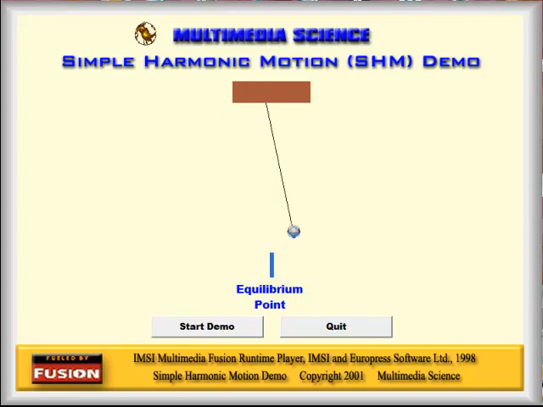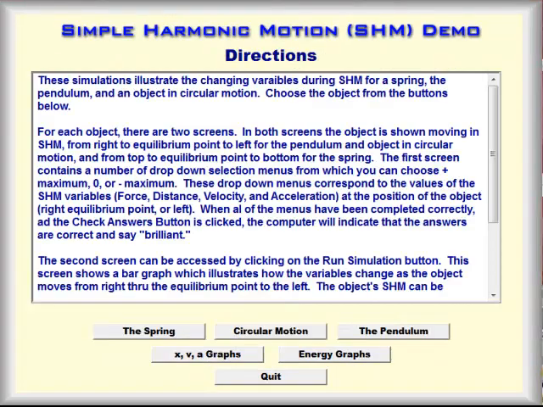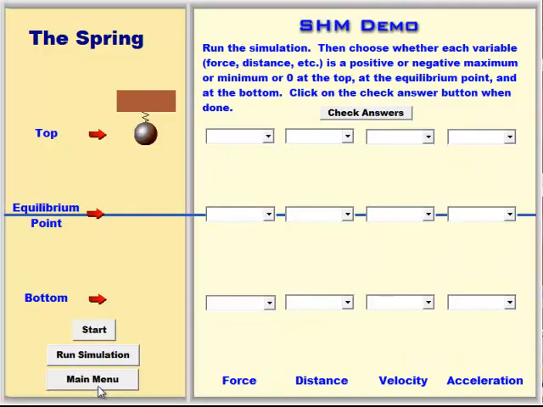Let's take a look at Multimedia Science's simple harmonic motion demonstration. The demonstration is going to look at some simulations for a number of examples of simple harmonic motion: the spring, circular motion, and the pendulum. And the basic idea is that simple harmonic motion for all of these examples is basically the same. So here, for instance, is a spring.